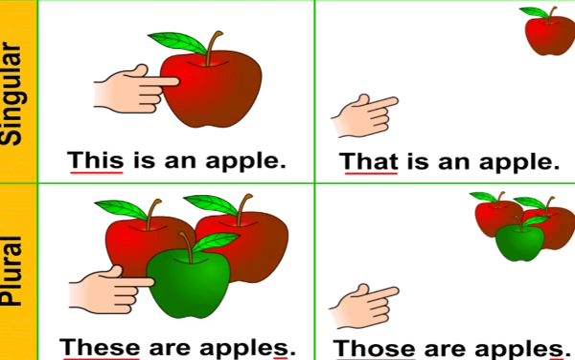This and these point to things which are nearby. That and those point to things which are farther away. Such pronouns are called demonstrative pronouns. Children, demonstrative pronoun usually comes before a verb in a sentence and is used to point at the persons and things.